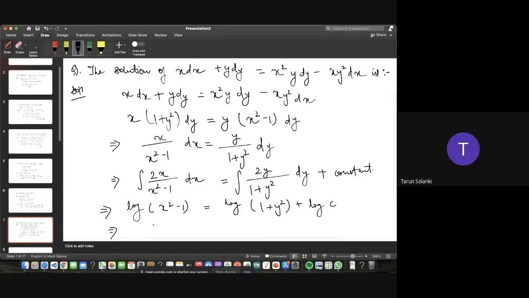So it becomes log c is equal to log c (1 plus y square). So it becomes x square minus 1 is equal to c (1 plus y square). So this is the answer. This is the required answer.